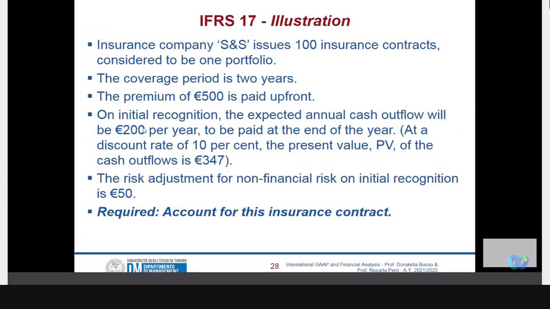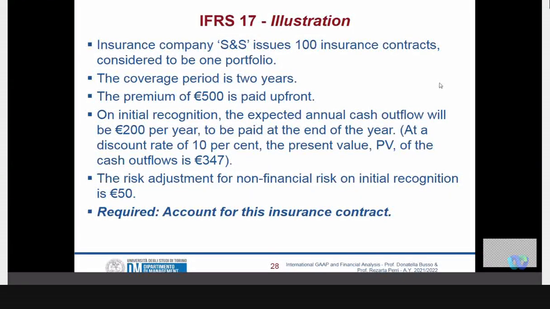Another thing is that on initial recognition, the expected annual cash outflow will be €200 per year. Now, stop here. This cash outflow, in very simple words, is insurance claims. Whenever a damage happens, there are claims that we have to pay. So, cash outflows are insurance claims.